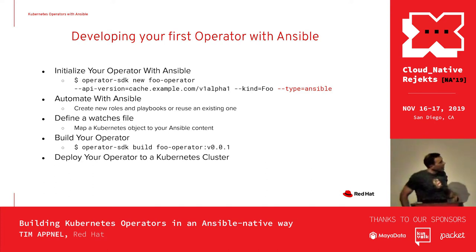Once you have that, like I said before, you write your automation inside of Ansible, a playbook, a role, whatever it takes, whatever your style of development is, and then define the watches file. In a lot of cases, in the basics at least, the new step will have created a watches file for you that you don't even need to touch. Sometimes you do, if you're trying to do some more sophisticated things. There are some other switches and knobs you can pull inside the watches file that you may need to add, but a lot of times I find I don't even have to touch it.